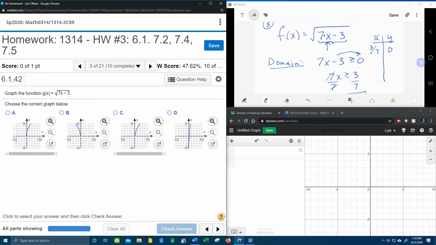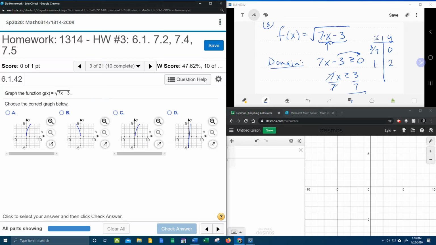Now, I need to pick a number bigger than 3/7. Okay, so let's just go with 1. 7 times 1 is 7. 7 minus 3 is 4, and the square root of 4 is 2. So I got lucky. I got a number that actually square roots.